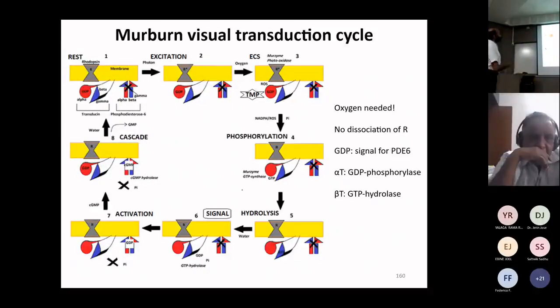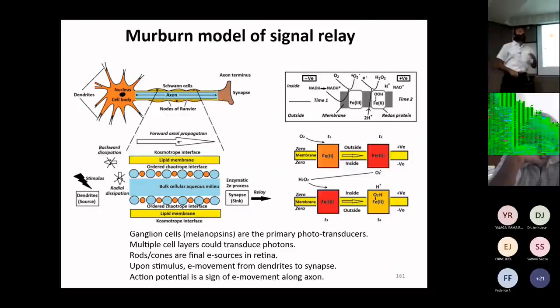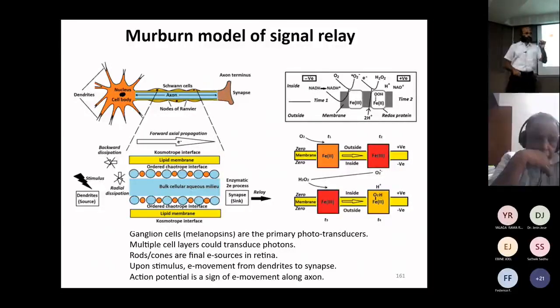Now I'll show you the Murburn model of signal relay. Rather than an ion flux, it's a movement of electron along the axis. So if it were an ion flux, how do you explain that there is no radial dissipation, no backward dissipation? We know that axons have a polarity, and I'm saying it can go along the membrane surface, or it could even go along, say, a tubulin or something like that.